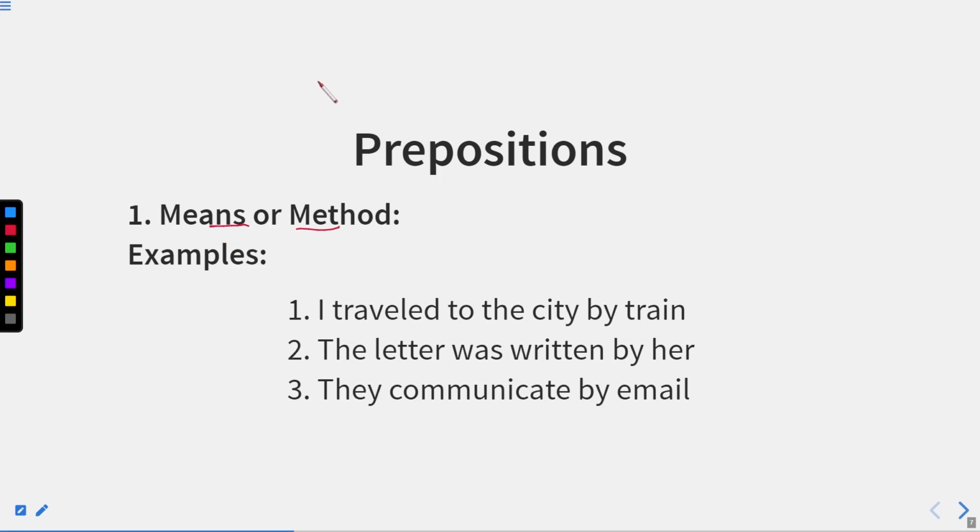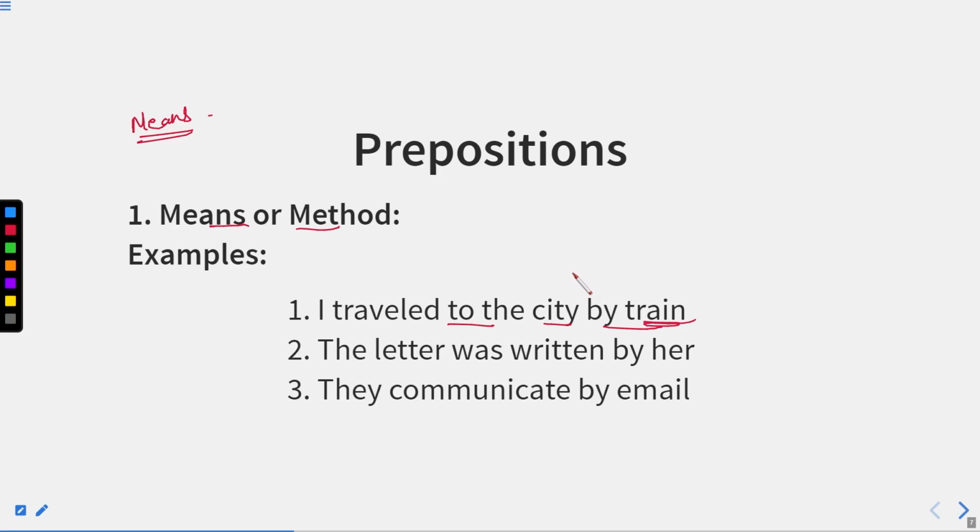Now, whenever we use it, we show the means of something. It means we are showing the means of communication, the means of transportation, means of anything. It means generally a medium through which that particular action takes place. So we use by to show that. For example, I traveled to the city by train. So here we are showing the means of transportation.